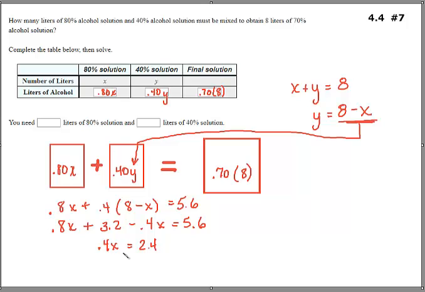Dividing both sides by 0.4, I'll get x equals 6. And if x equals 6, and I know that x plus y equals 8, I will get y equals 2. And I will plug in my 80% is the x, and there's my y. And that is how to solve it. Email me if you have any questions.